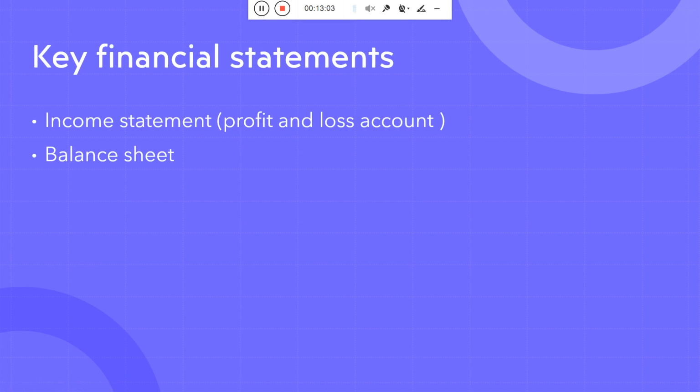Key financial statements: there are two main things. The income statement means the profit and loss of that particular organization. The next one is the balance sheet. So there are two key financial statements of any organization: the first is the income statement, and the second is the balance sheet. We will discuss what the income statement, the profit and loss account, and the balance sheet are actually about. Just wait.